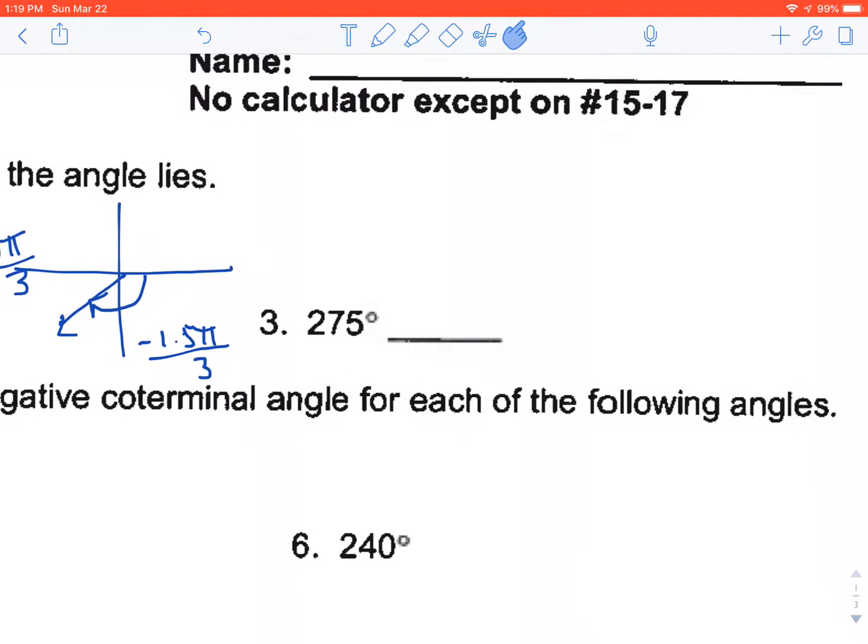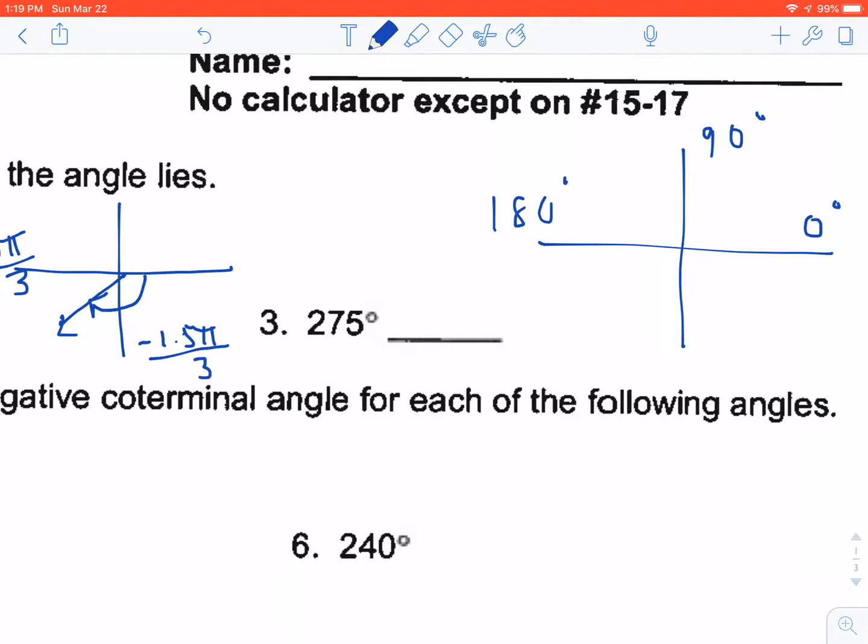275 degrees, that's in degrees, it's a little bit easier for us. We know when we do our quadrant angles, we go around in 90s, so 0, 90, 180, 270. So we can figure out that 275 is going to be in quadrant 4.